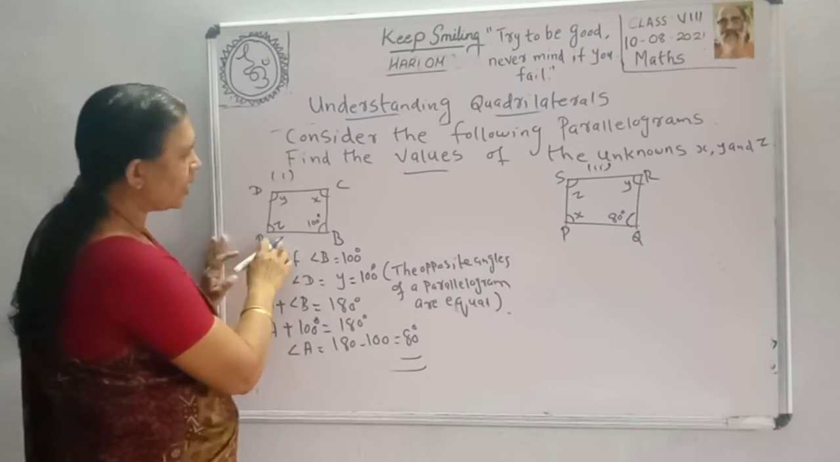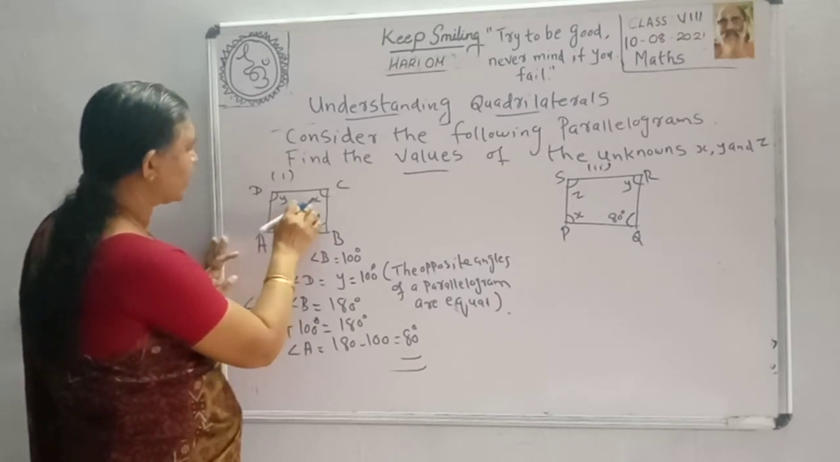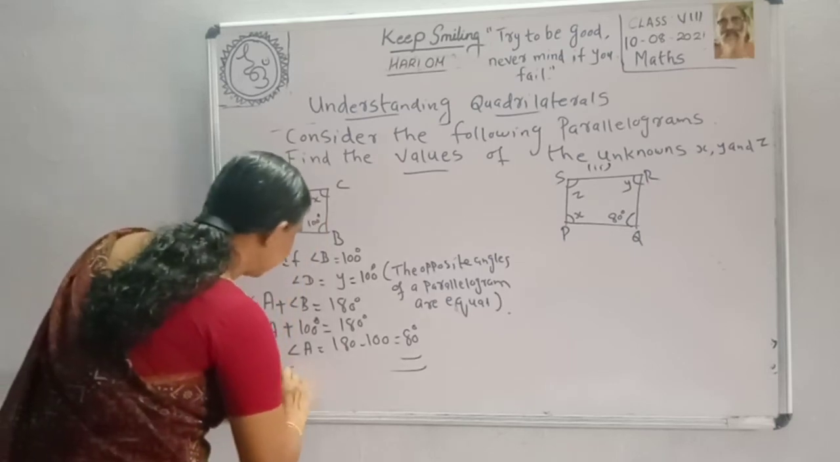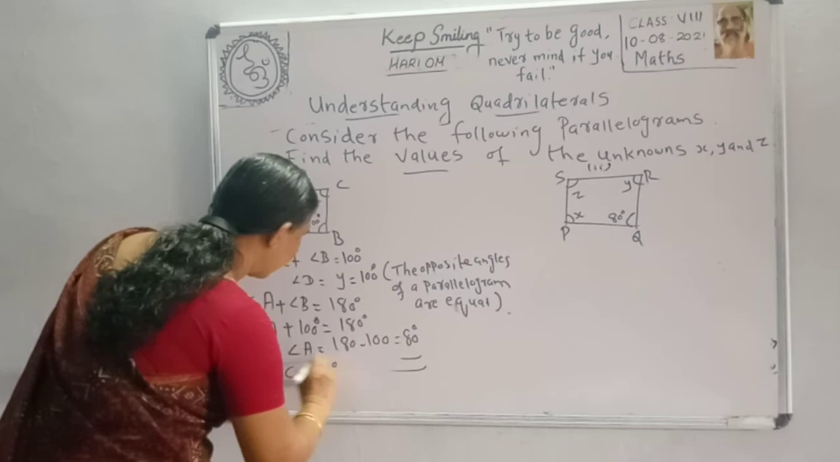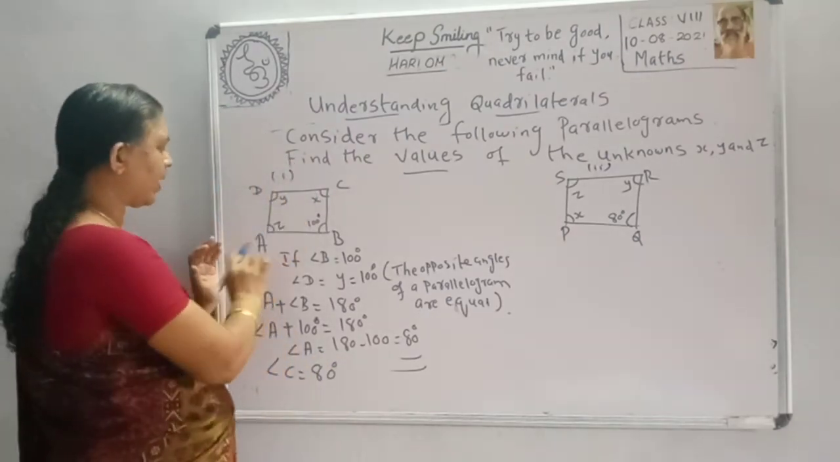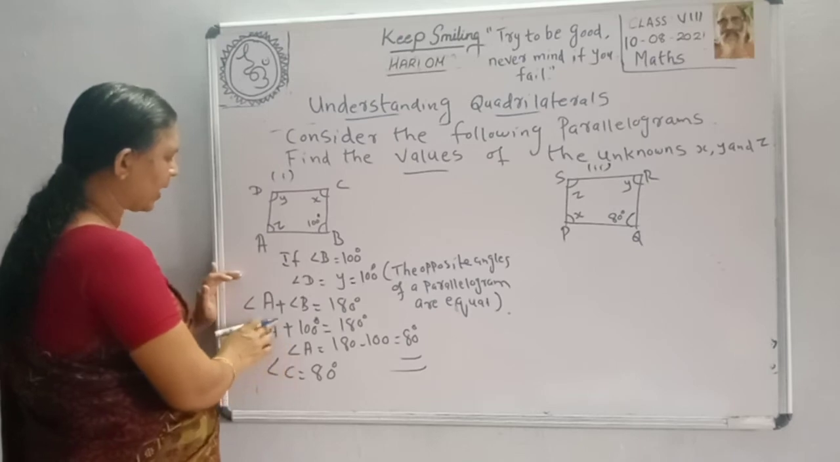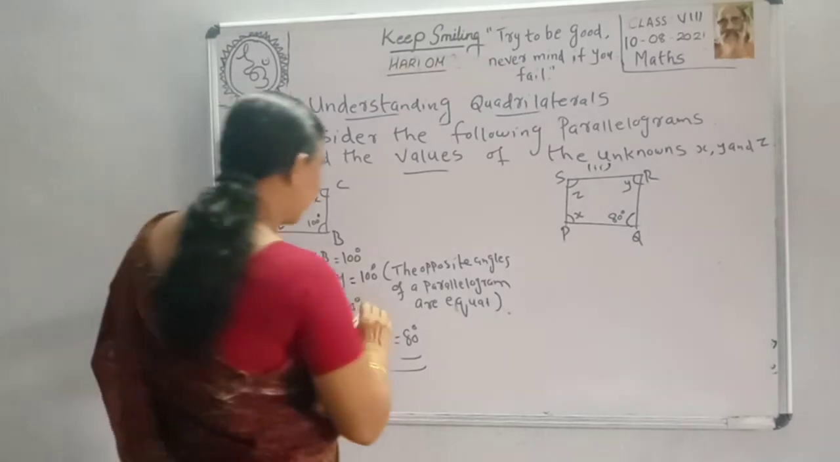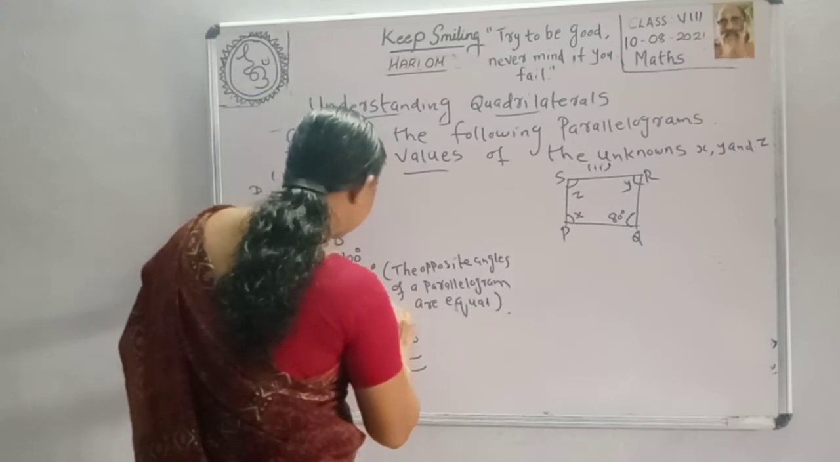Then here, what is the measure of this angle X? Angle C is equal to 80 degrees, because angle A and angle C are the opposite angles of a parallelogram. Here angle A plus angle B is equal to 180 degrees, because the adjacent angles are supplementary.